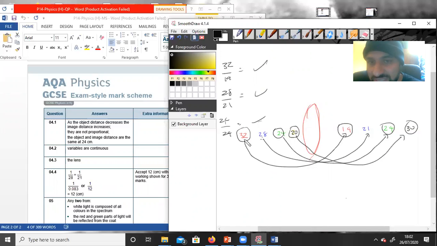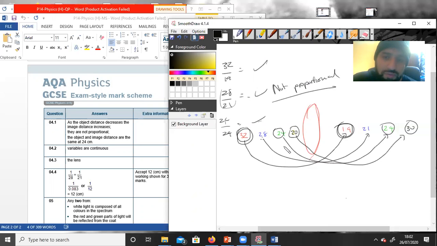Proportionality only exists when you divide 2 corresponding quantities and you're getting the same number each time. Here, if I divide 32 by 19, it's not going to give me the same number as if I divide 28 by 21. And that's not going to give me the same number as if I divide 24 by 24. So they're not proportional. This would be very hard to see and know if you didn't know what they were looking for. So don't criticize yourself too much if you couldn't get that. It's a learning curve, and through this we're learning.